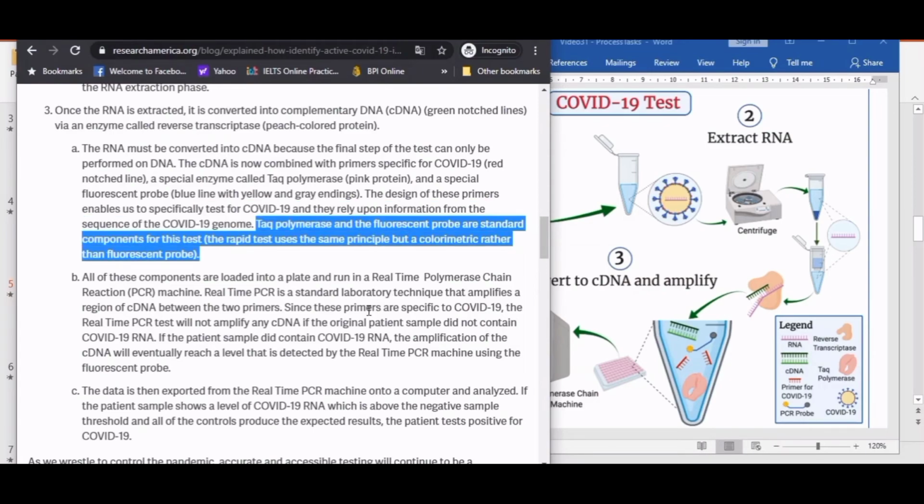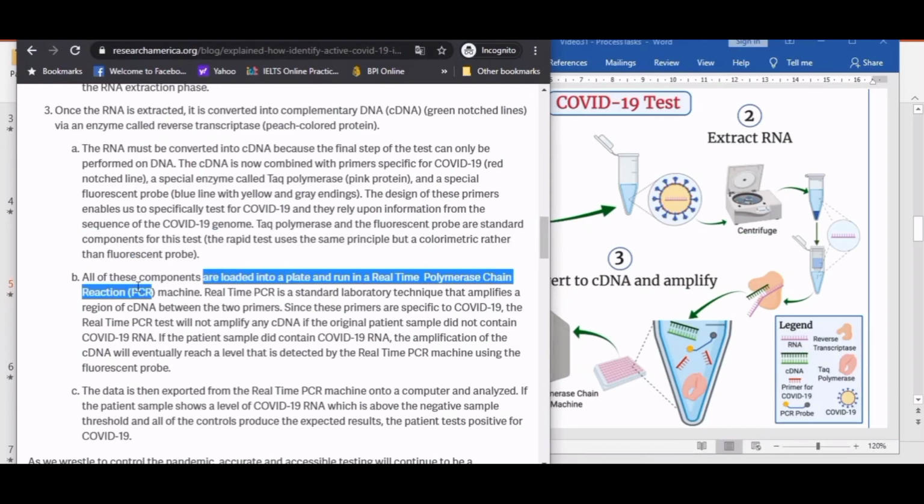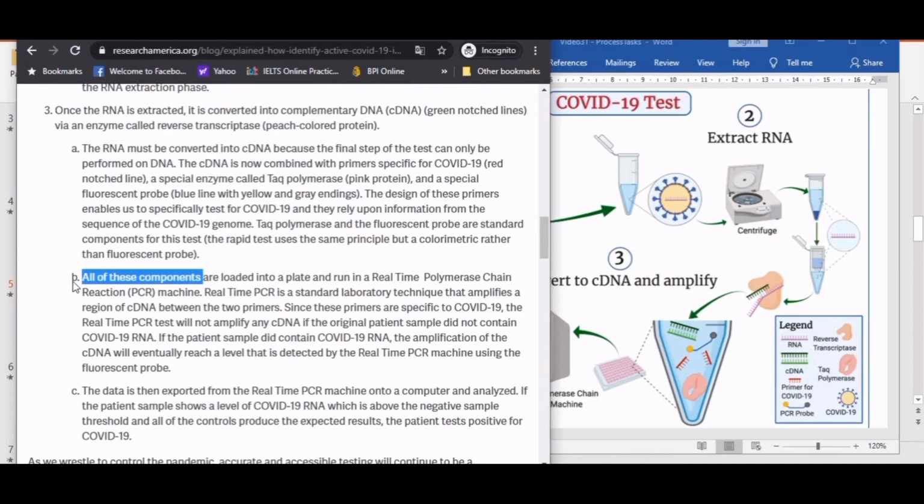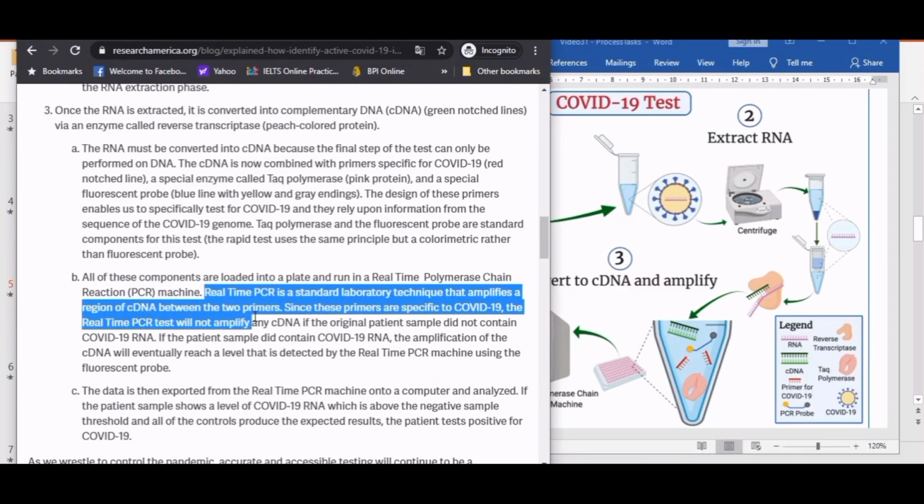And then we're now moving back to the passive because we will now be talking about all these components mixed together like coffee, and then they are loaded into a plate and run. They are run. Remember, run in a real-time polymerase chain reaction machine, a PCR machine. So real-time PCR is a standard laboratory technique that amplifies the region of the cDNA between the two primers.